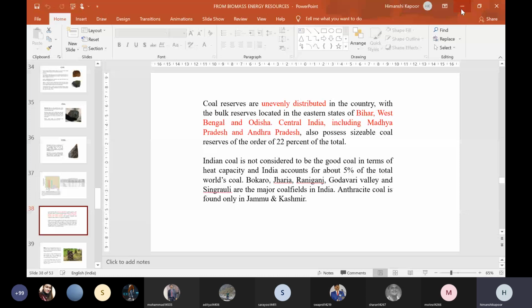Then the second advantage: it is readily available, present in bulk, and very cheap to obtain. You just have to mine it, and we have improved mining methods a lot. So you can easily obtain it, and then you can easily convert it into energy. They also have a high calorific value. Then they are easy to transport.